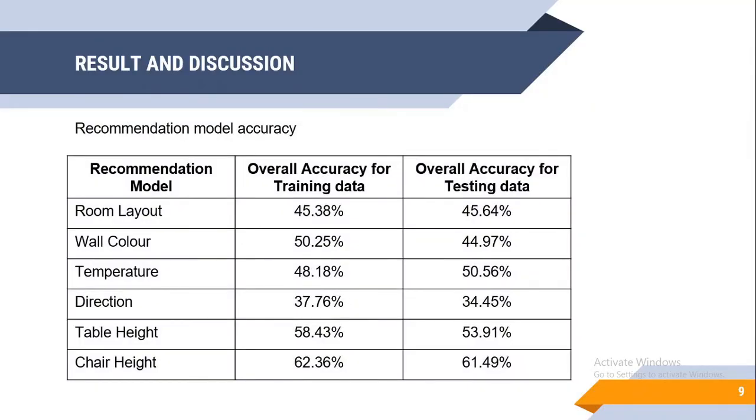Now, we will discuss on the recommendation model accuracy. So here is the accuracy for the 6 recommendation model. So as you can see, the accuracy for room layout is 45.64%, followed by wall color, temperature, direction, table height, and the highest accuracy is for chair height.